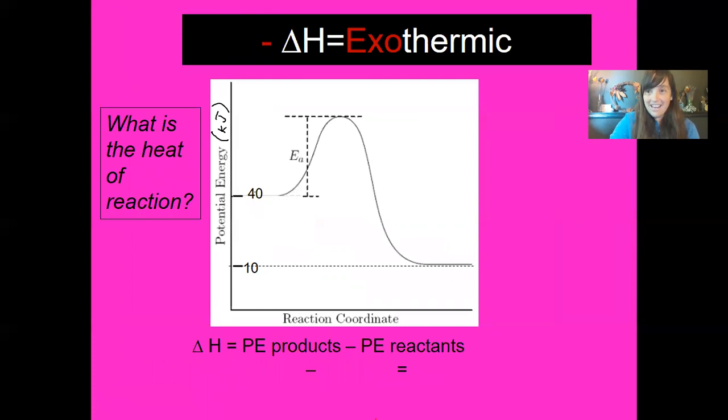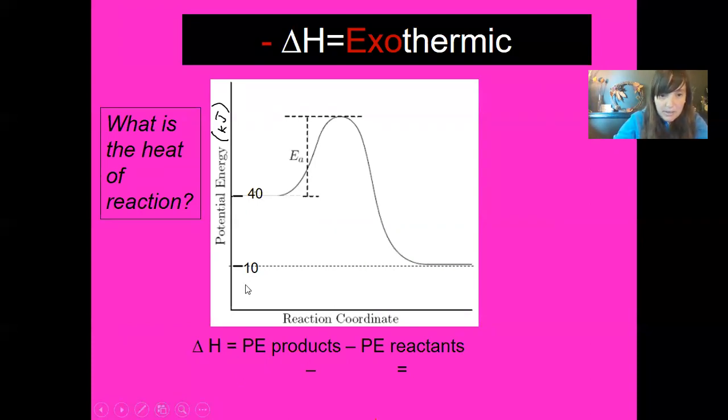Here we've got a graph of an exothermic reaction. So here you notice the energy of the reactants is higher than the energy of the products. How much higher? Let's find the heat of reaction.